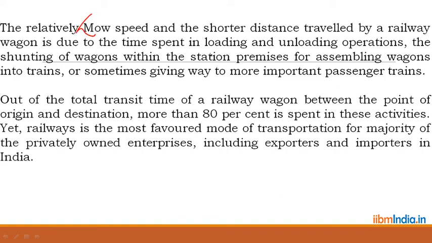The relatively low speed and the shorter distance traveled by a railway wagon is due to the time spent in loading and unloading operations, and the shunting of wagons within the station premises for assembling wagons into the train, sometimes giving way to more important passenger trains. Sometimes we give more preference to goods trains, but for some special trains we give more importance to passenger trains, though not in all cases. Out of the total transit time of a railway wagon between the point of origin and destination, more than 80% is spent in these activities. This is one of the major problems faced in rail transport.